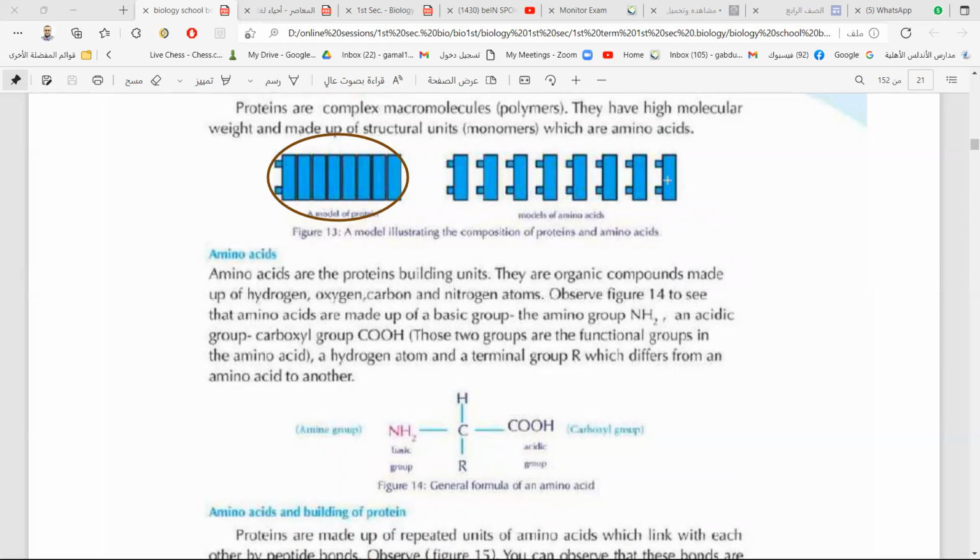How many amino acids? Not all 20 make one protein, but maybe 10, maybe 2, maybe 3, maybe 5, maybe 6. So there is a difference in the number of amino acids, and also a difference in the arrangement, the order of the amino acids. By changing the order of amino acids, we can make a new protein. By changing the number of amino acids, we can make a new protein. So how many proteins can be produced? We can produce an infinite number of proteins, a very large number of proteins.